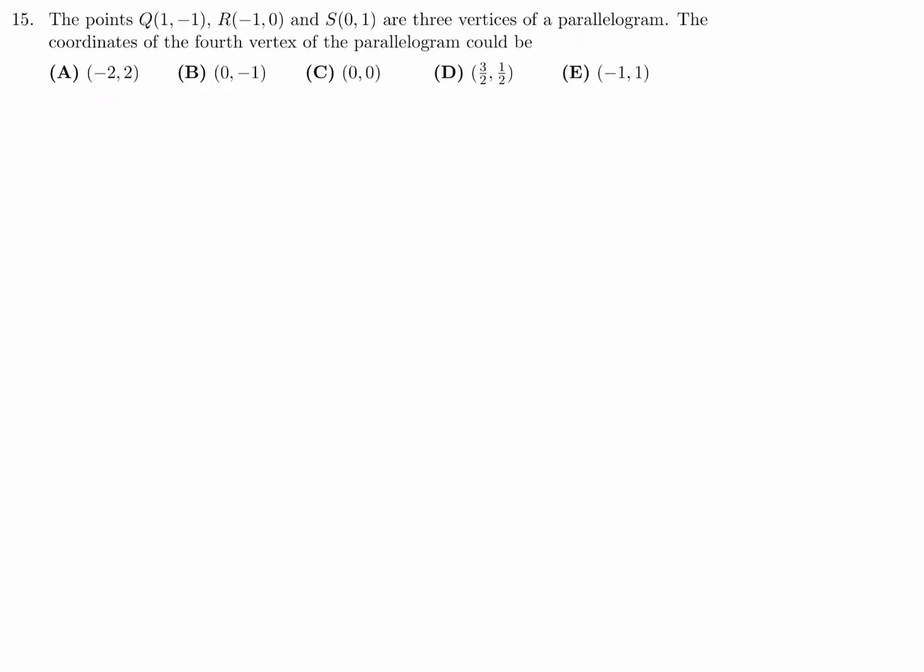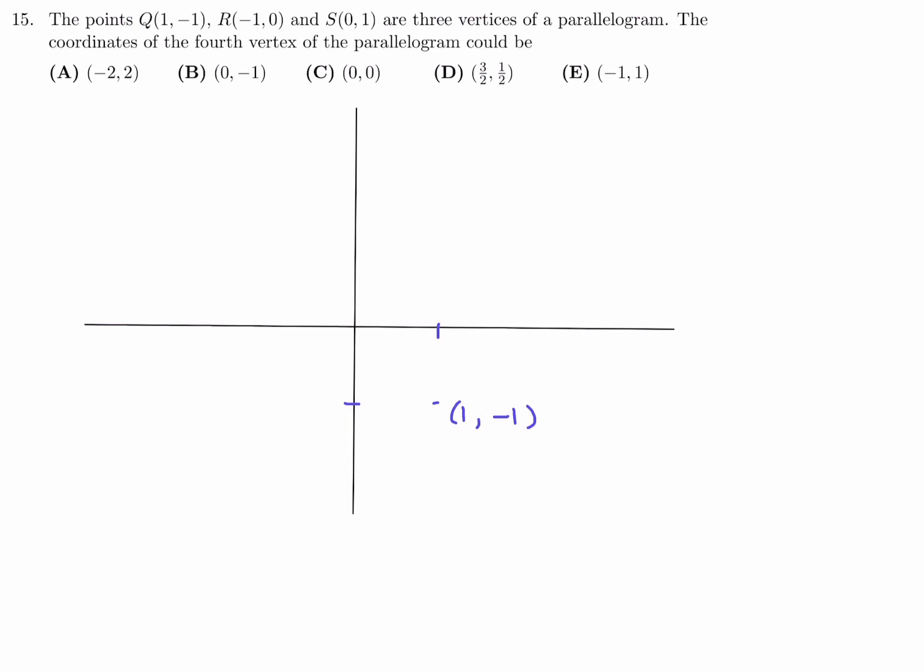The points Q(1, -1), R(-1, 0), S(0, 1) are the 3 vertices of a parallelogram. The coordinates of the 4th vertex of the parallelogram could be. Well, let's graph this and see what we get. So they've given us a few. 1, -1, so approximately here. If this is 1, this is -1. And then they've given us -1, 0, so -1, 0 is right here. And 0, 1, so 0, 1 approximately here.